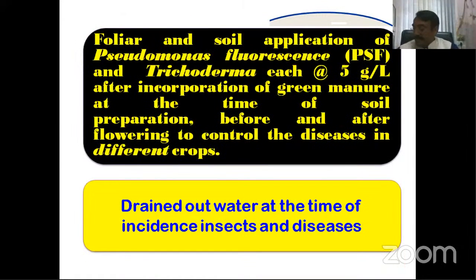Then for disease control, foliar and soil application of Pseudomonas fluorescens and Trichoderma, as seed, soil and foliar application, must be there, because there is no direct killing system in the organic production system. Only precautionary management measures are there. Drain out the water if any insect or disease infestation is there.